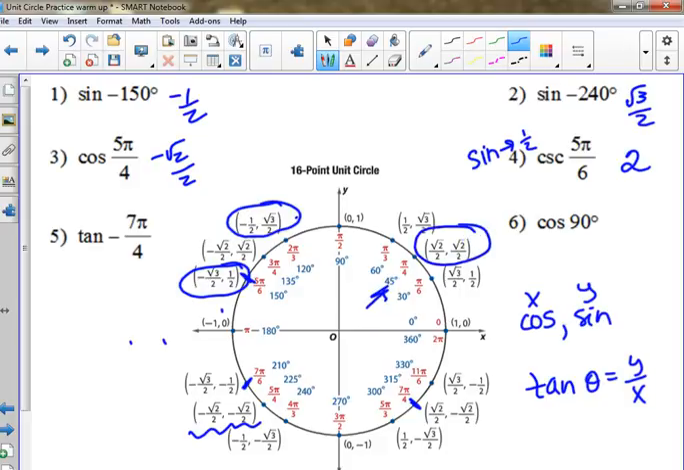Tangent. Tangent is y over x. If I put that garbage over that garbage, because it's all the same garbage, I'm going to get positive 1, yes? Not negative 1, right? Because I was in quadrant 1 when I went in the negative direction. Okay. Cosine of 90. X coordinate right up there is 0. We good so far?